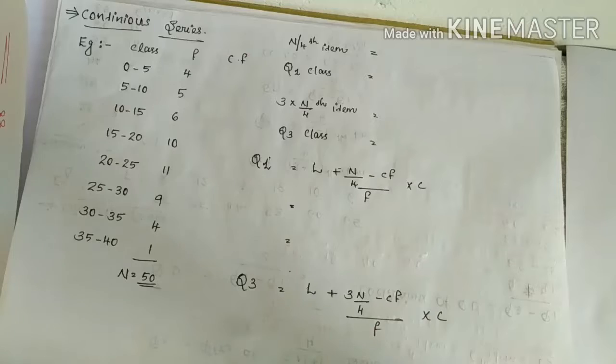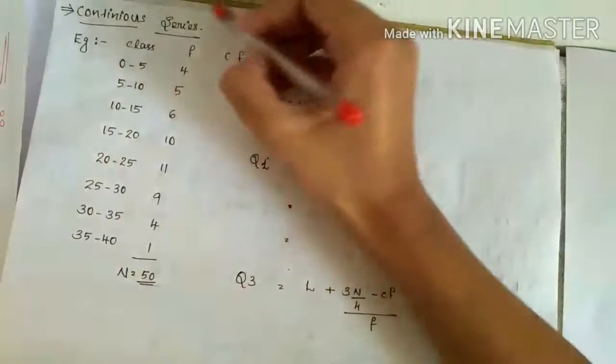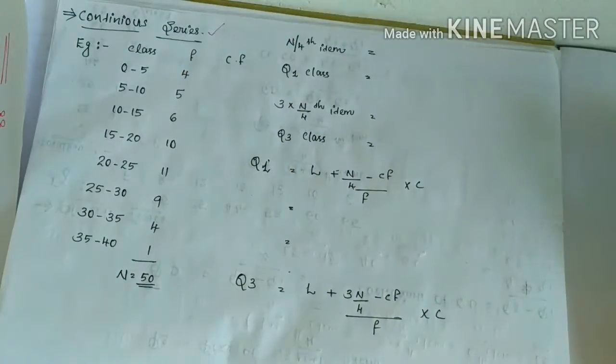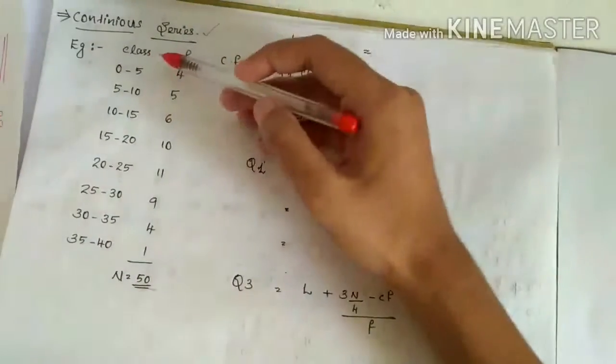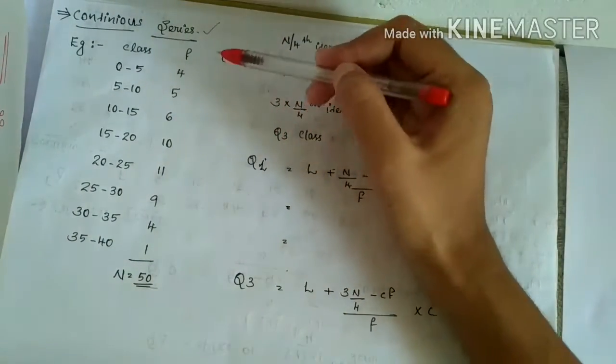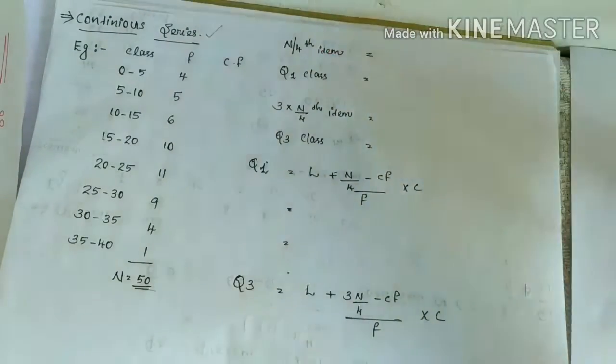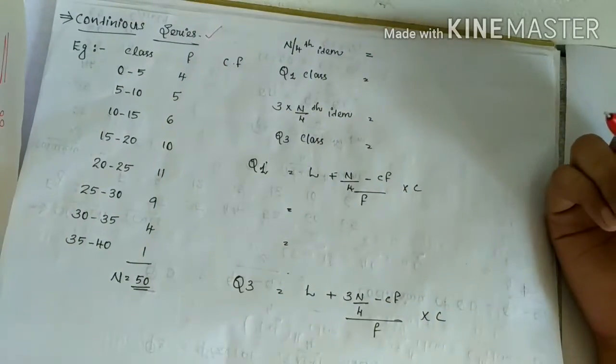Thank you. The next area is calculation of quartile deviation in continuous series. Already we know what is a continuous series. The data is arranged in groups or classes along with their frequencies. That is known as continuous series. Here the classes and frequencies are given. You have to find the quartile deviation from the series.